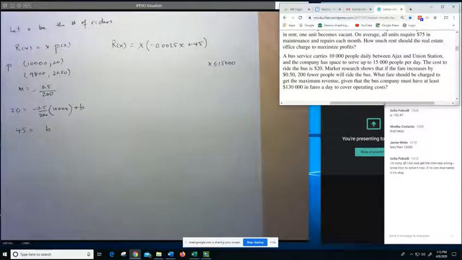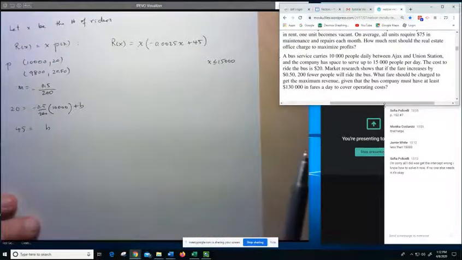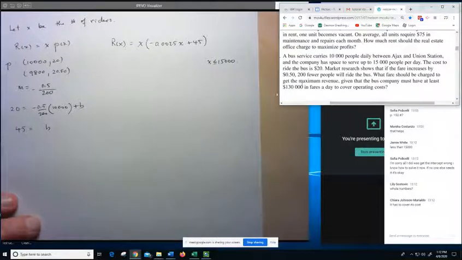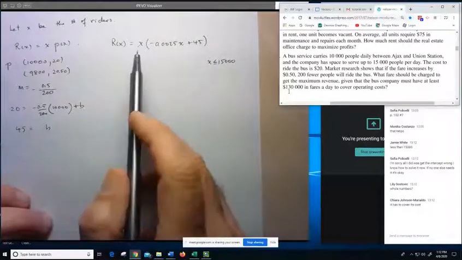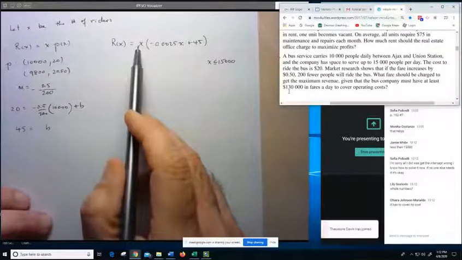Well, if 200 people leave every time that you increase the price, then actually, no, never mind. Yeah, that's a good point. But the other restriction that I'm looking at is that they must have at least that much in fares.